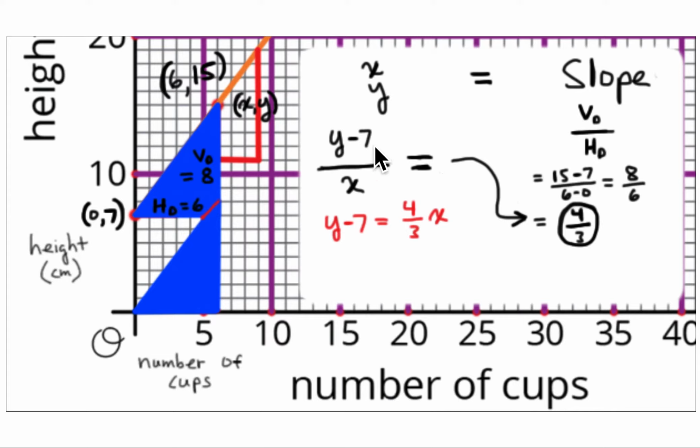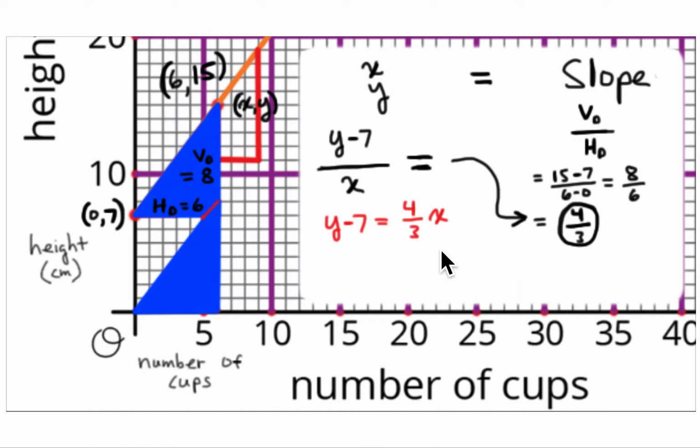And what does that ratio equal? Well, that equals 4/3. That's the slope. So y minus 7, once again, gives you this vertical measurement, and x gives you the horizontal measurement. So that ratio is equal to 4/3, the slope.